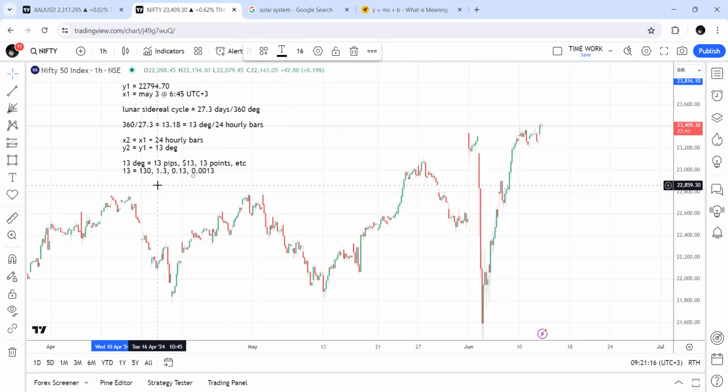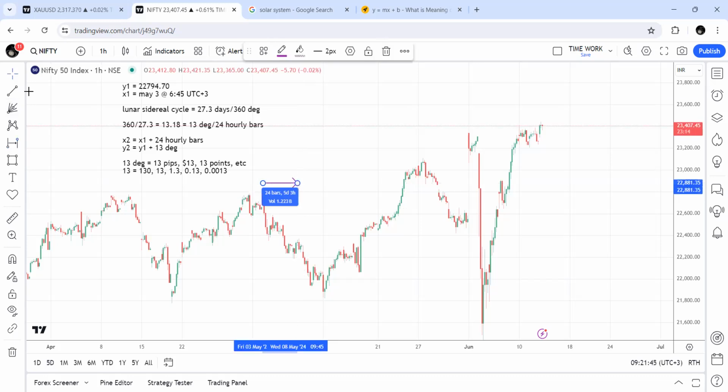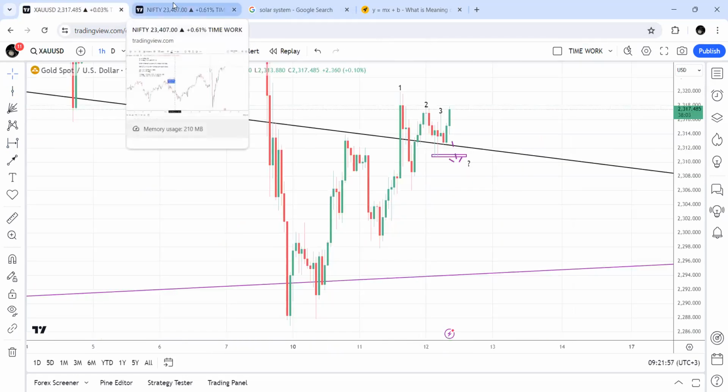Now I can guess based on my experience that it's going to probably be 13. But if I see that 13 doesn't work well, meaning it's not squaring price and time in the past, which we'll learn in depth, then I would probably jump up to 130. Okay. So I'll project here 24 hourly bars. Let's see how gold's doing. Gold's spiking.